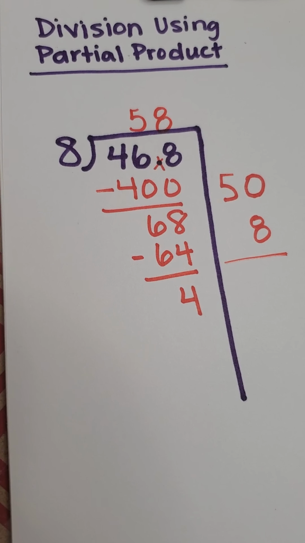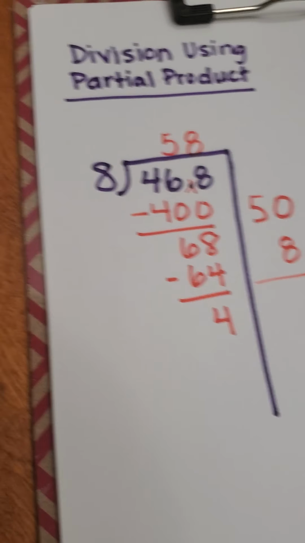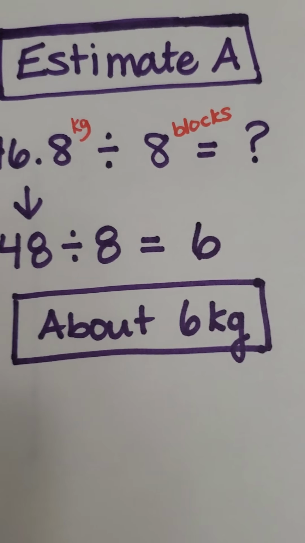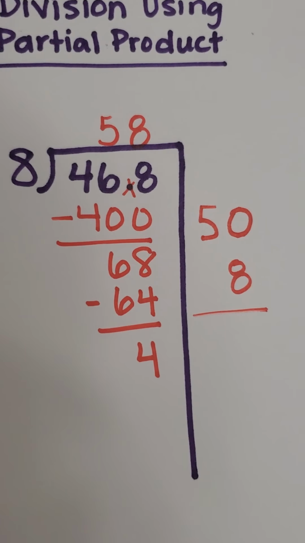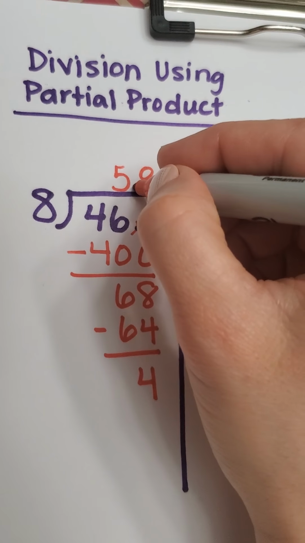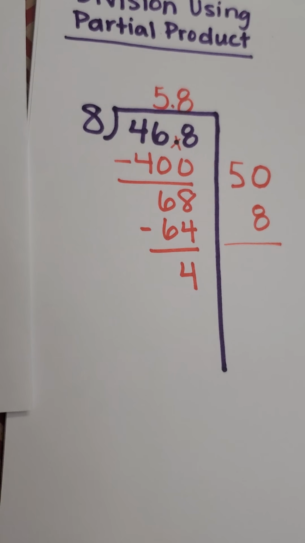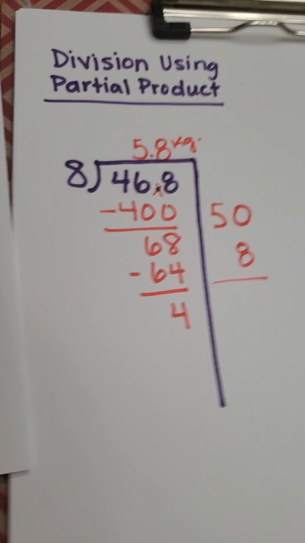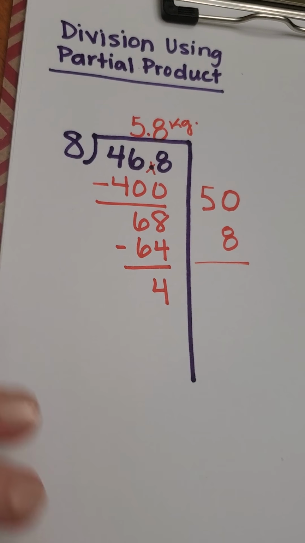But it's actually not 58 because we took the decimal place away. Remember that? So when we did our estimate over here, excuse me, we had 6. So we know the answer is going to be close to 6. So we have to place our decimal in this answer that's going to give me something close to 6, which is 5 8/10 of a kilogram. I'll put that in there. There we go. Okay, so that's the partial product way.